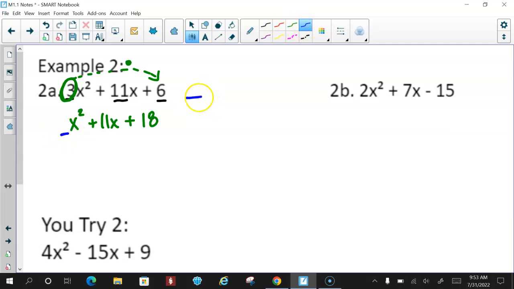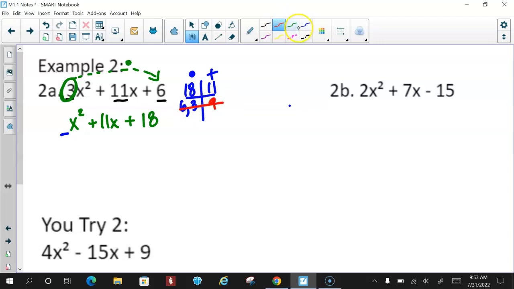So now I'm going to go through, just like before, and set up my table. What numbers multiply to get us 18, and add to get us our B, which is 11? So in this case, let's see. We've got 6 and 3. What's 6 plus 3? 9.